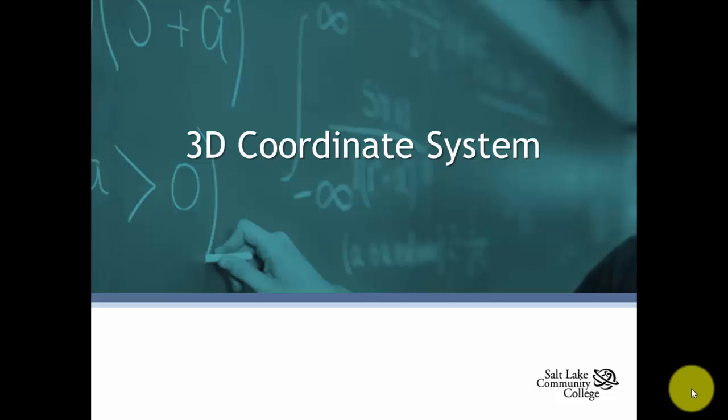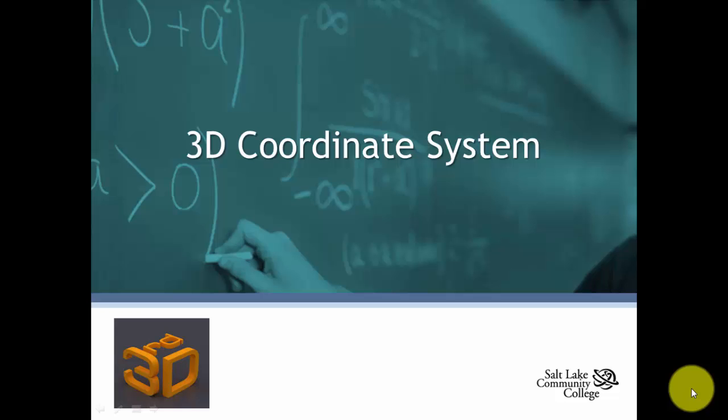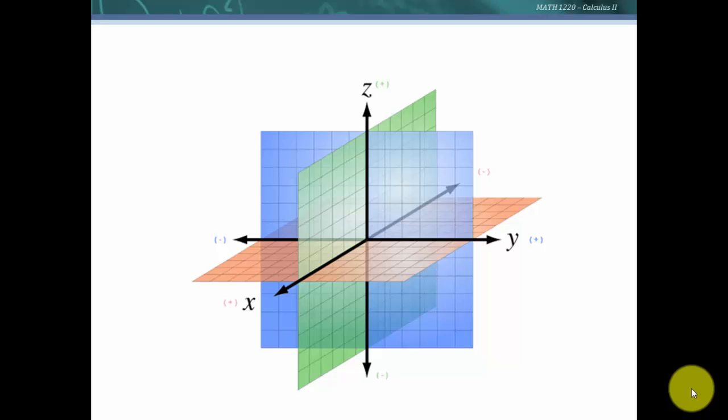The 3D coordinate system. So we typically have been working in R2 with x and y, and now we're going to add a third dimension. So here is the coordinate system. You can see that we have our x-axis here. This is positive x, negative x. We have a y-axis here, positive y, negative y, and then we have a z-axis, positive z, negative z.